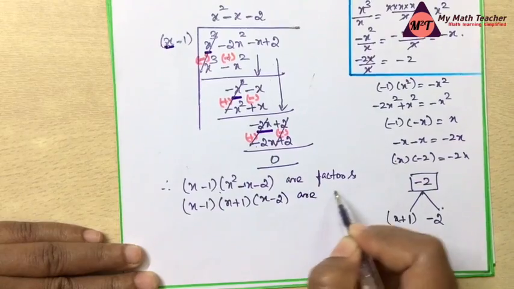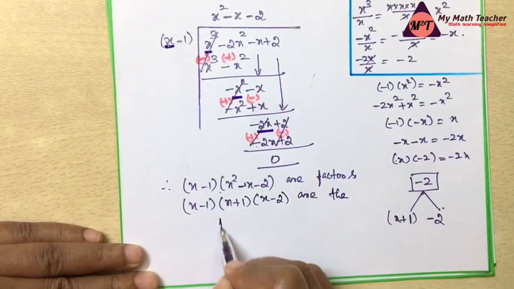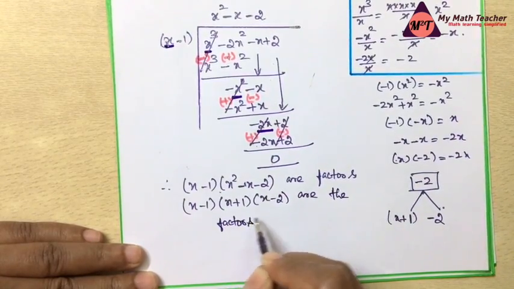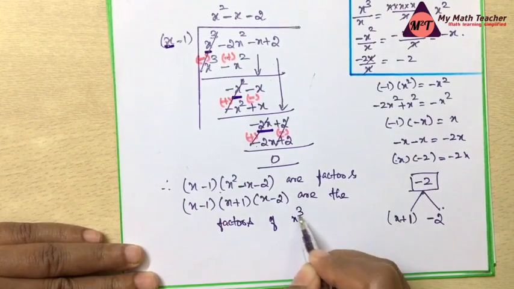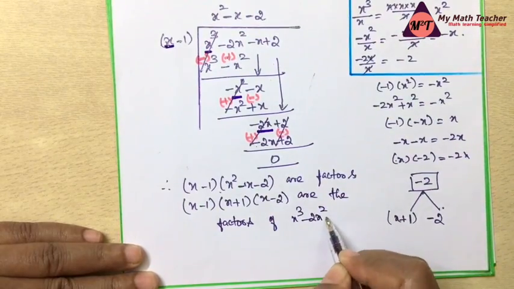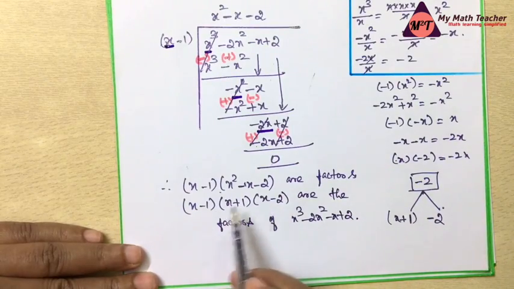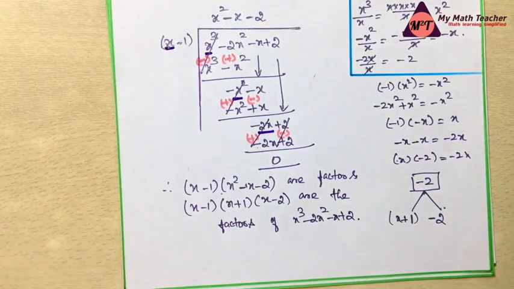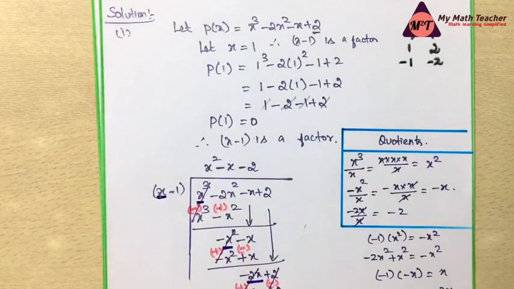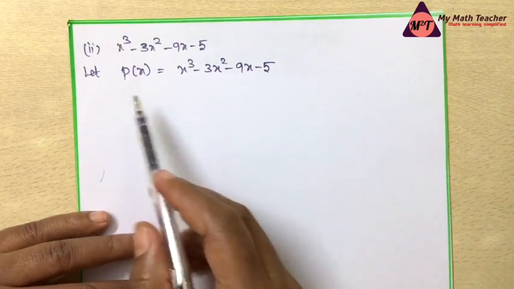are the factors of x cube minus 2x square minus x plus 2. As you can see, we have got 1, 2, 3 factors which is needed. Let us move on to the second question. The same way, let us do the second one.